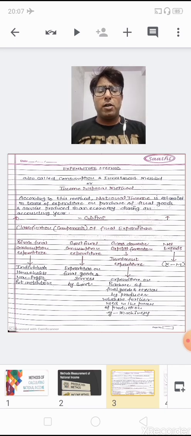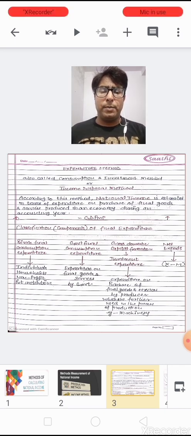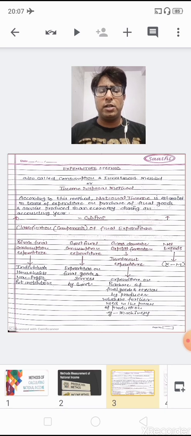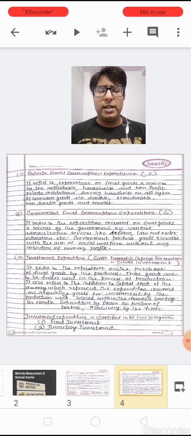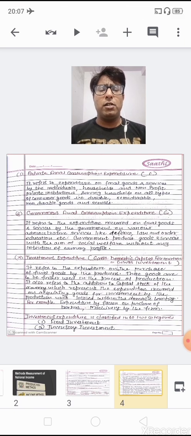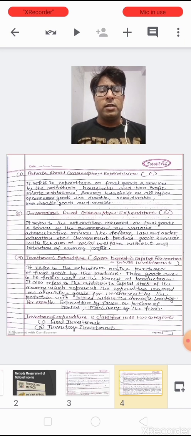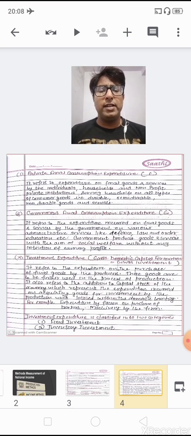Now let's talk about the first, private final consumption expenditure. So children, it refers to the expenditure on final goods and services by individuals, households and non-profit private institutions serving households on various types of consumer goods, that is durable, semi-durable, non-durable goods and services.